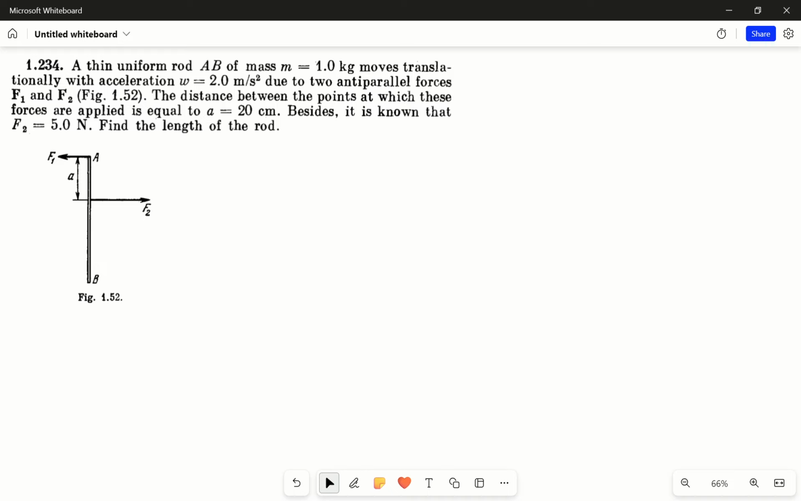So hello friends, today we will be solving another question, and in this question what we are asked is to find out the length of this rod. Let's assume it is L, and now let's read the question.